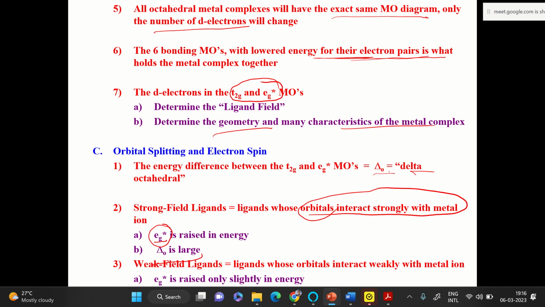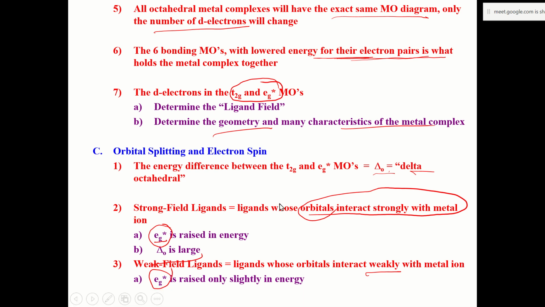In a similar way, we can define weak field interactions. Weak field ligands are ligands whose orbitals interact weakly, that is, the overlap is not good, or you can say the energy mismatch between the combining orbitals is much more. So with energy mismatch, poor overlap and less lowering of energy, correspondingly the Eg star will be raised only slightly in energy, and this will give you a lower delta naught. These are the things that we consider, and delta naught is small.